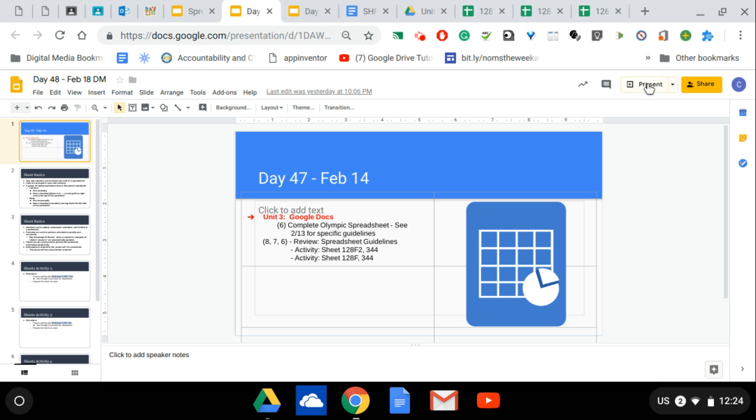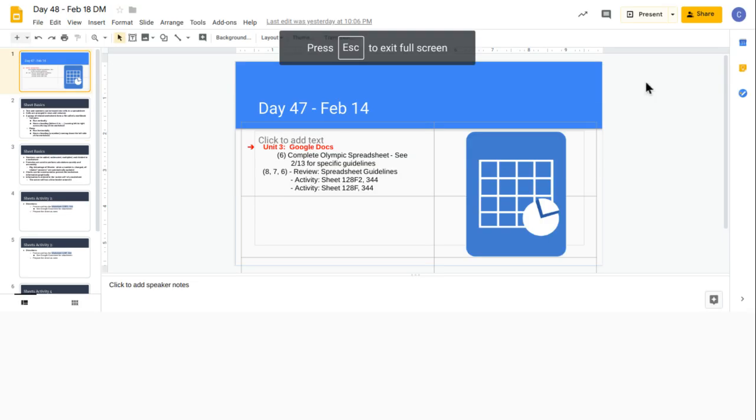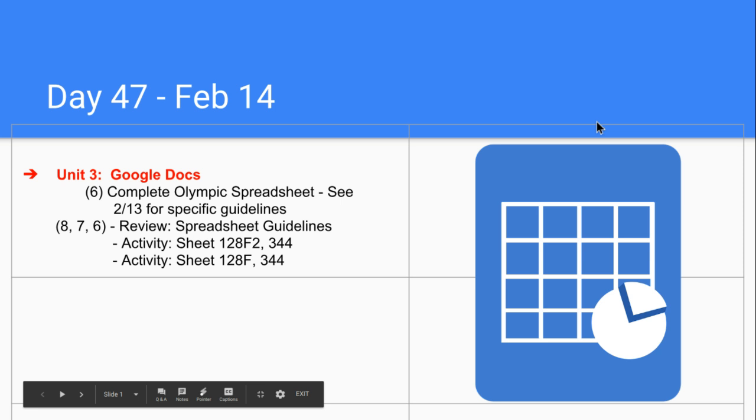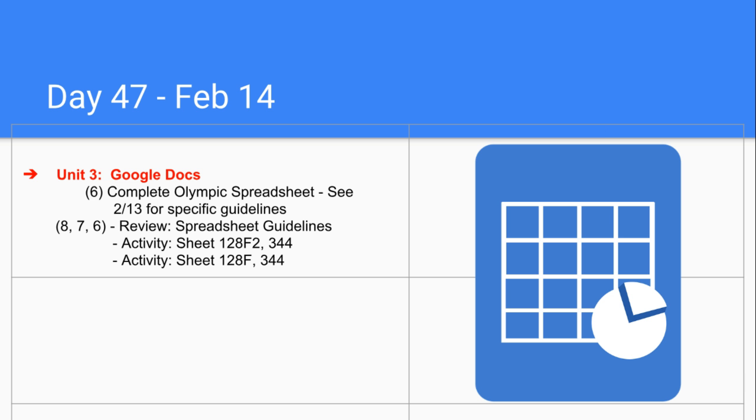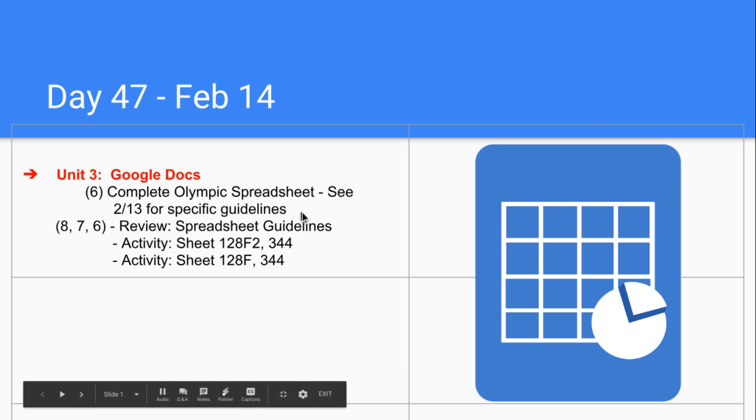And we are continuing our work with spreadsheets today. Grade 6 will finish up their Olympic spreadsheet and turn that in today. Grade 7 and grade 8 finish those Olympic spreadsheets on Thursday. Some of those have been returned, graded, and others have not. We're going to review spreadsheet guidelines in every class.